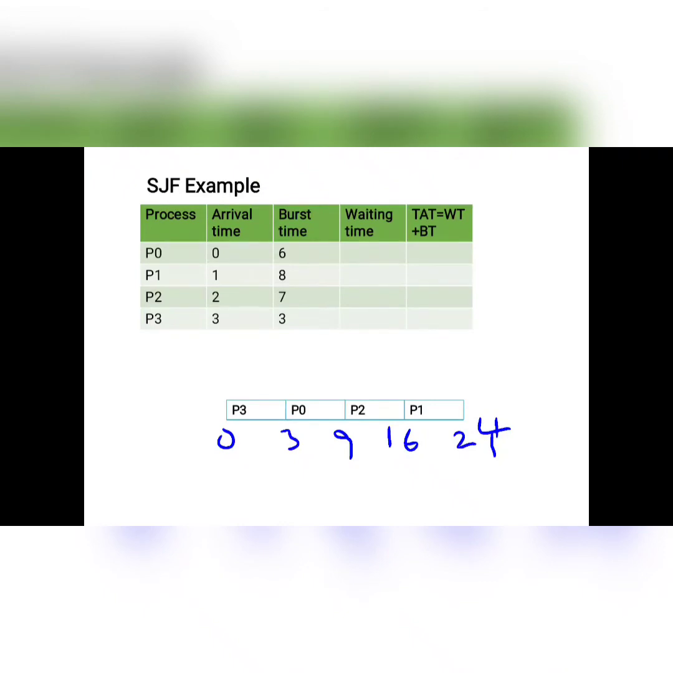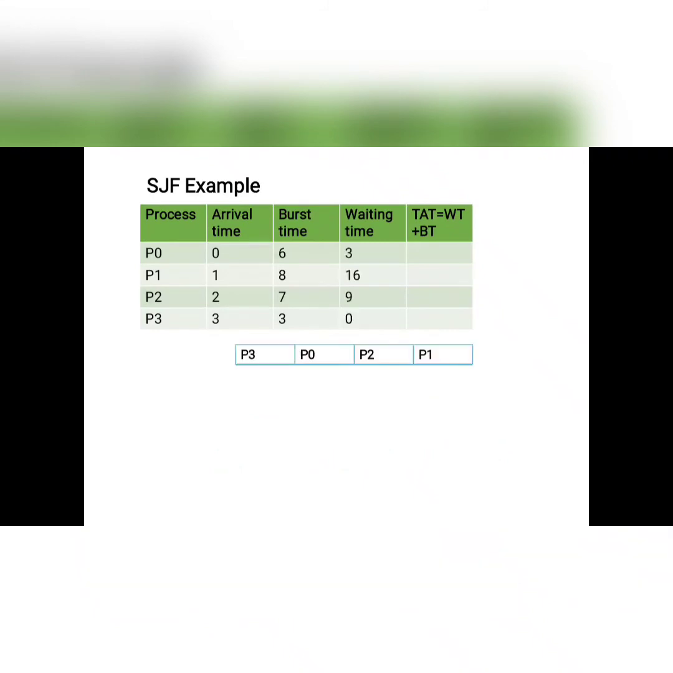So if you consider here, what is the waiting time for P0? For P0 it will wait for 3, and for P1 it will wait for 16, and for P2 it will wait for 9, and for P3 it will be represented with 0, it will wait for 0. So now we will place these values in the waiting time. So like this: P3 0, then 3, 9 and 16, and 24.